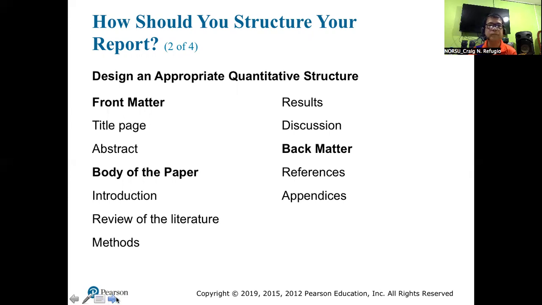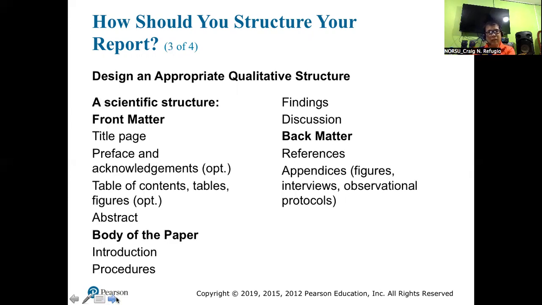Designing an appropriate qualitative structure, so a scientific structure. So we have front matter: title page, preface, and acknowledgement. That's optional. Table of contents, tables, figures, then abstract, then the body of the paper. So we have introduction and then procedures. Then we have findings, discussion. In the back matter, we have references, appendices, and in the appendices, you can find figures, interviews, observation, and then the protocols.